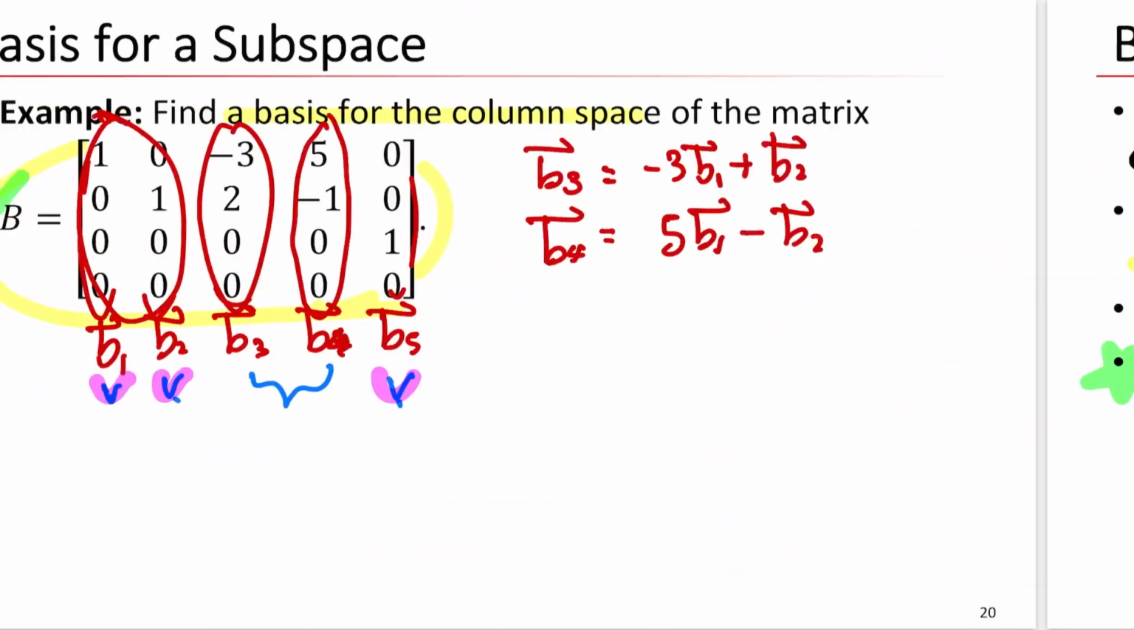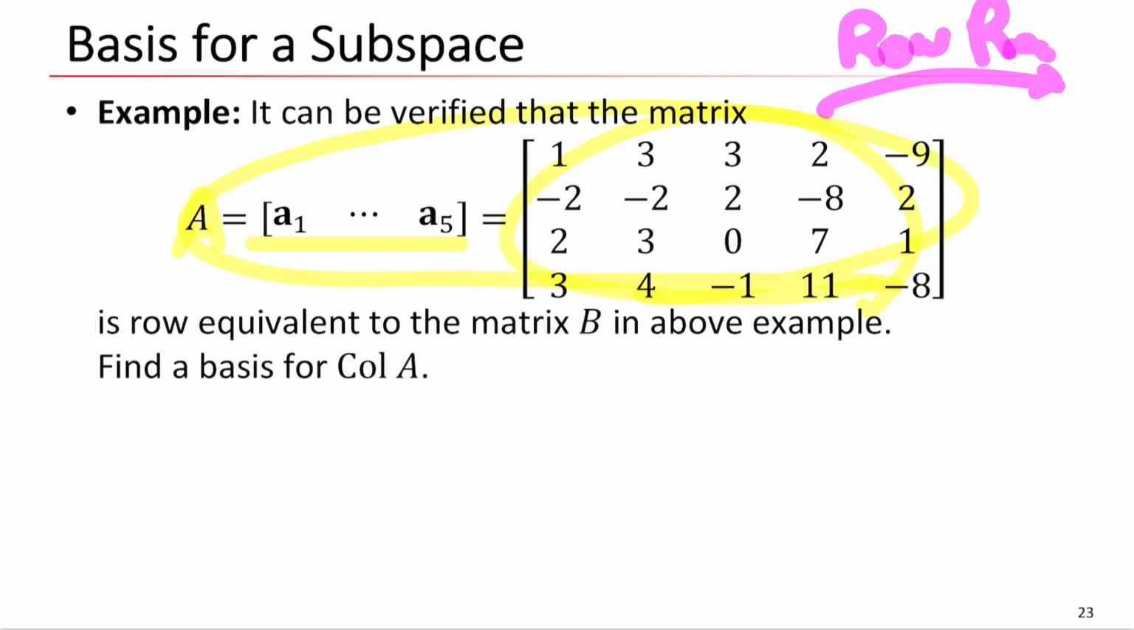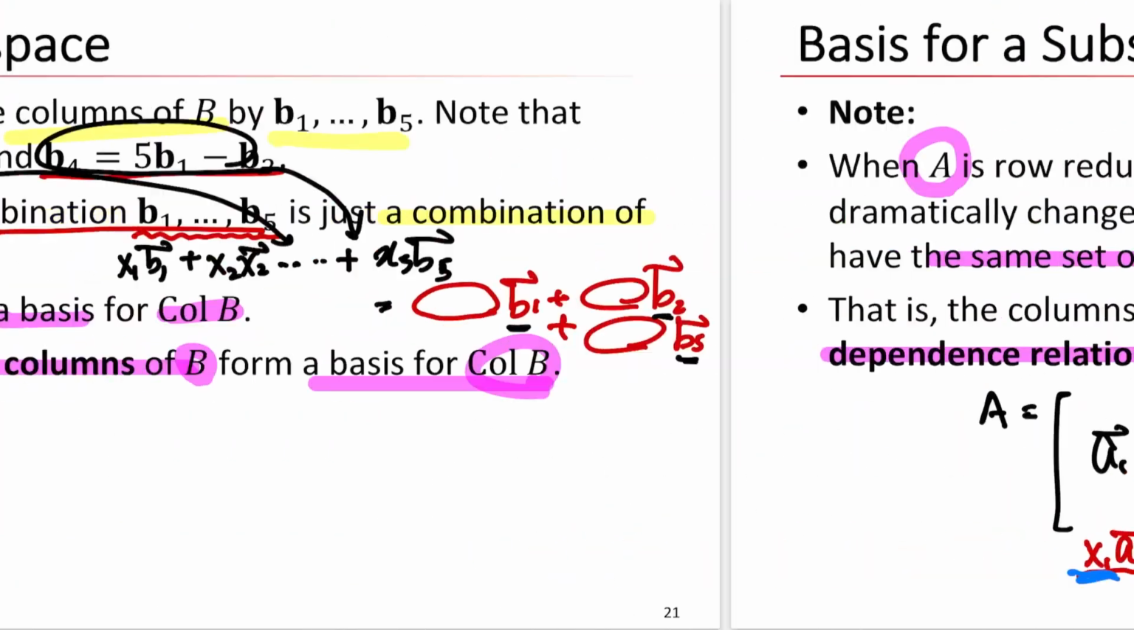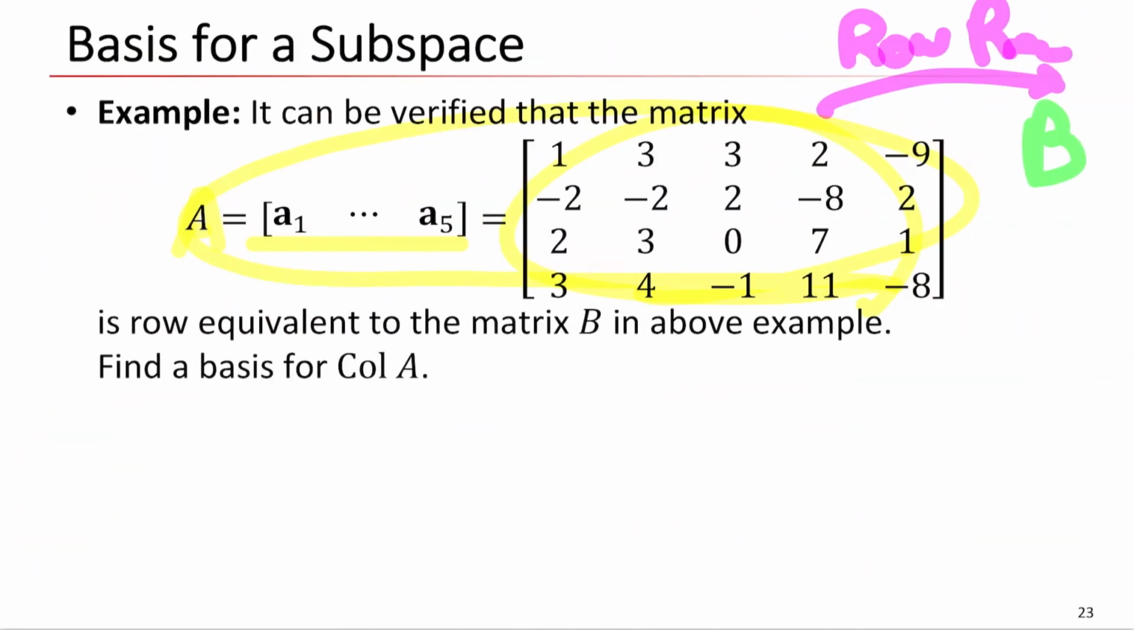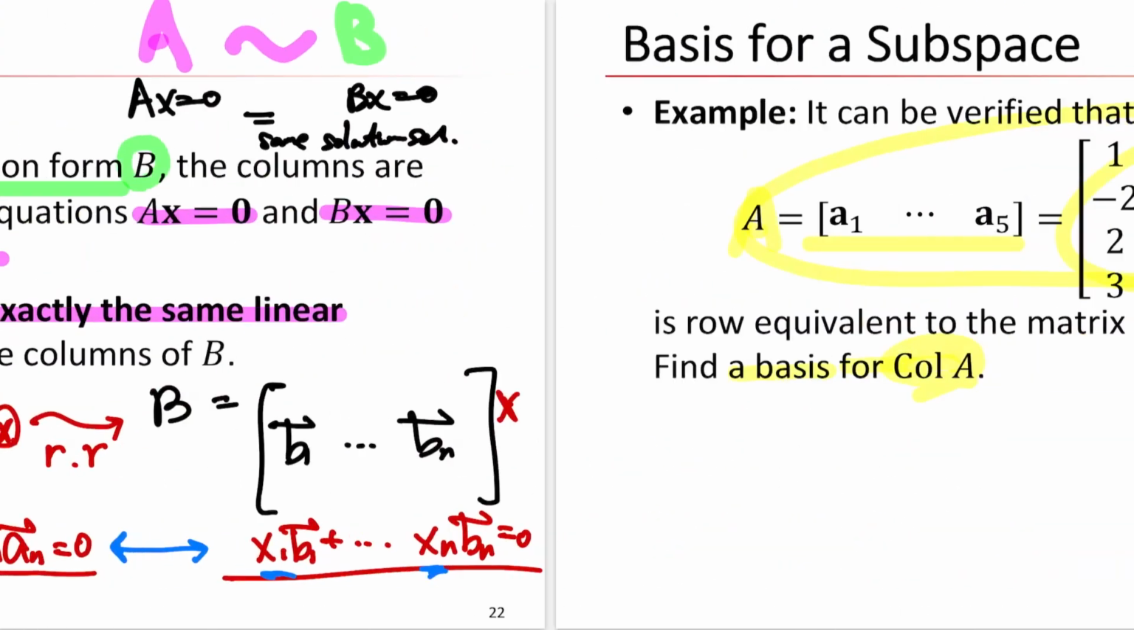So actually, this was the reduced echelon form, right? So the original matrix was here. So A has column vectors A1 through A5, something like that. Then by row reducing, we can get the matrix B here, right? So you can do this now as homework. Anyway, we already know this matrix A is row equivalent to the matrix B in the above example. And in this case, find the basis for the column space of A. Okay, so we can solve this like this.